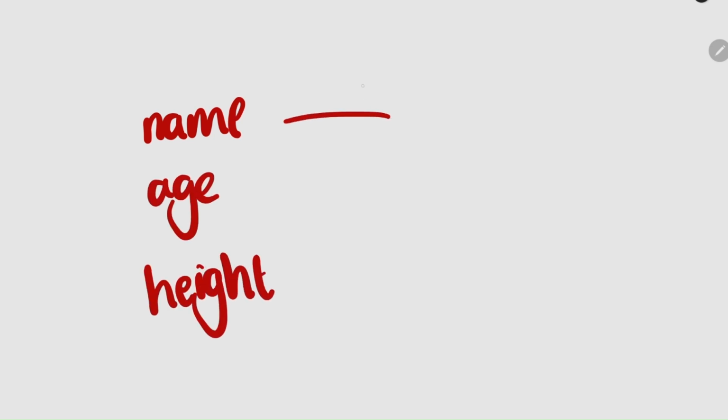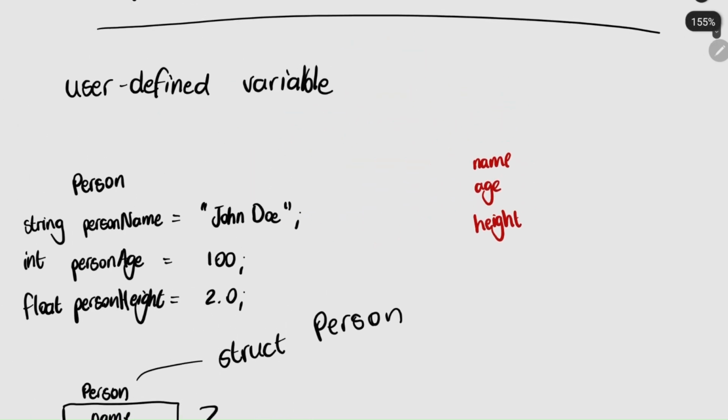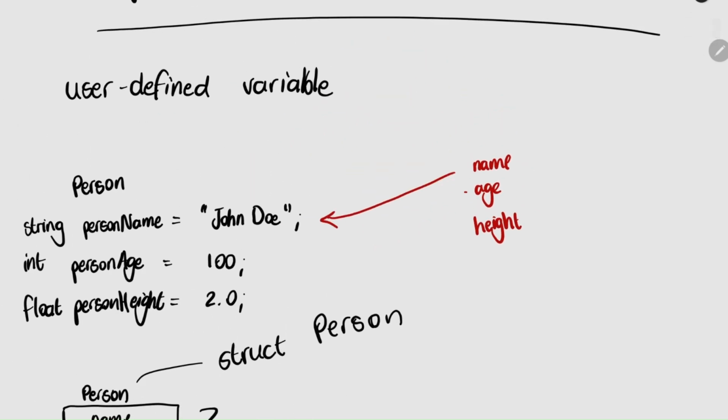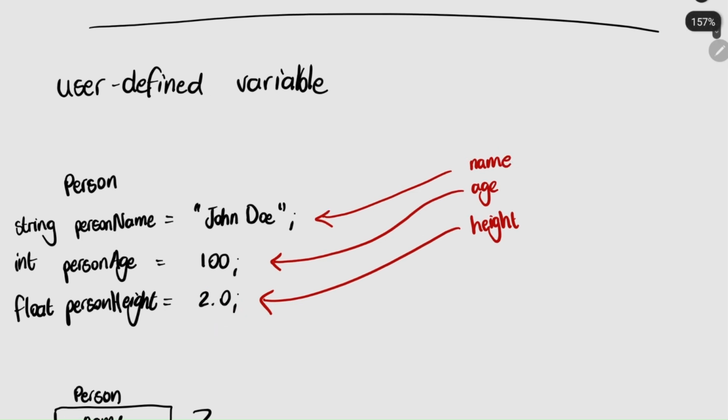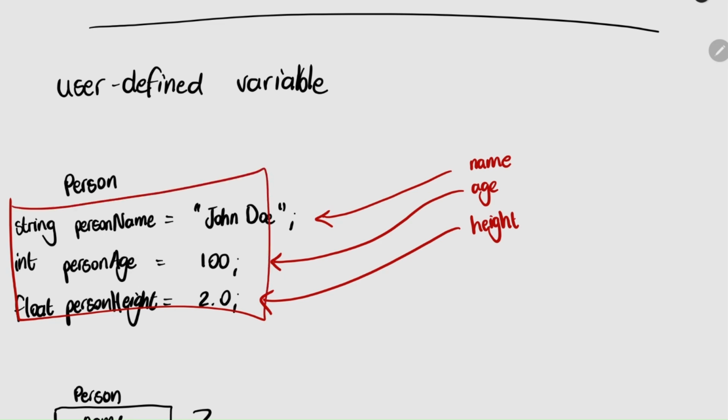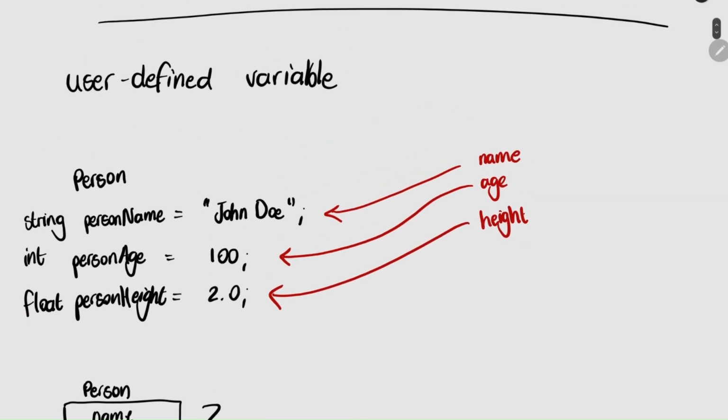So let me give you an example. Let's say you wanted to store the name, the age, and the height of a person. You could go about that in the following way and say string name is John Doe, age is 100. Let's say John Doe is 100 years old, and he's 2 meters tall. The height we're going to store in meters. So yeah, you could do it by storing them in three separate variables, and that's okay, I guess.